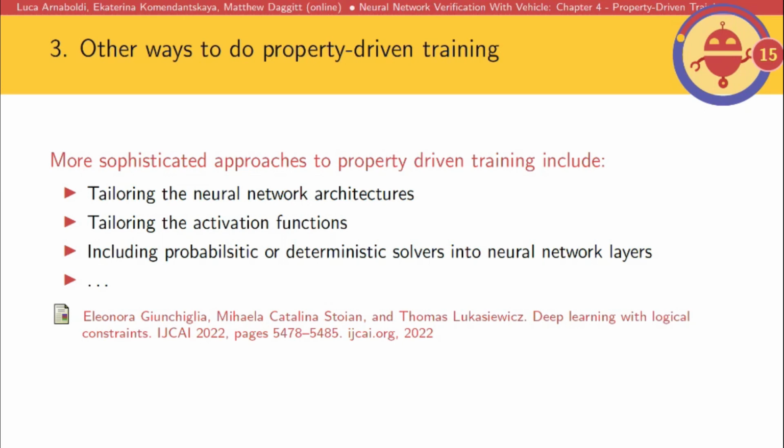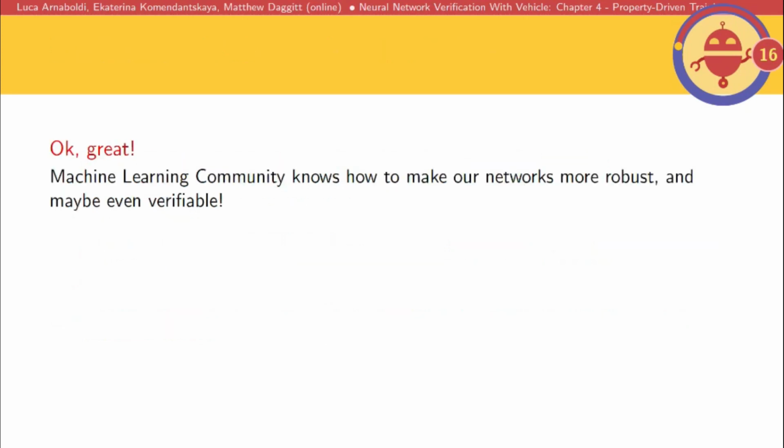But in Vehicle, we are only interested in manipulation of loss functions, as I explained to you. So we'll be looking at inspiration that comes from adversarial training. We are looking at it from an optimization perspective. OK, so great. What did we learn in the last 5-10 minutes? We learned that the machine learning community knows how to make neural networks more robust. Congratulations to them. And maybe even if they are more robust, some of them will even be verifiable. We could just hope for that.